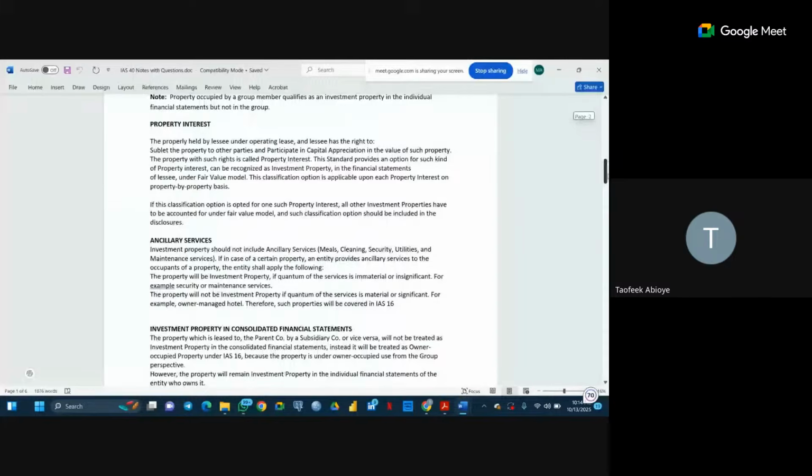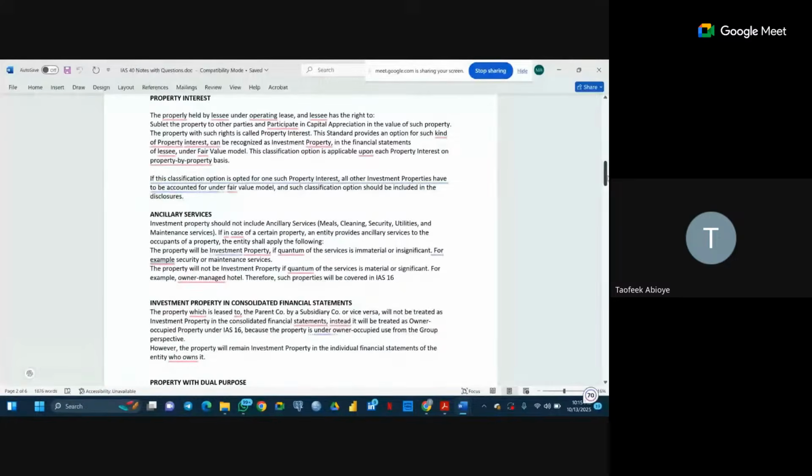If in the case of a certain property, an entity provides auxiliary service to the occupant of the property, the entity shall apply the following. The property will be investment property if the quantum of the service is immaterial or insignificant. For example, security or maintenance. The property will not be investment property if the quantum of the service is material or significant. For example, an owner-managed hotel. Therefore, such property will be covered in IAS 16.